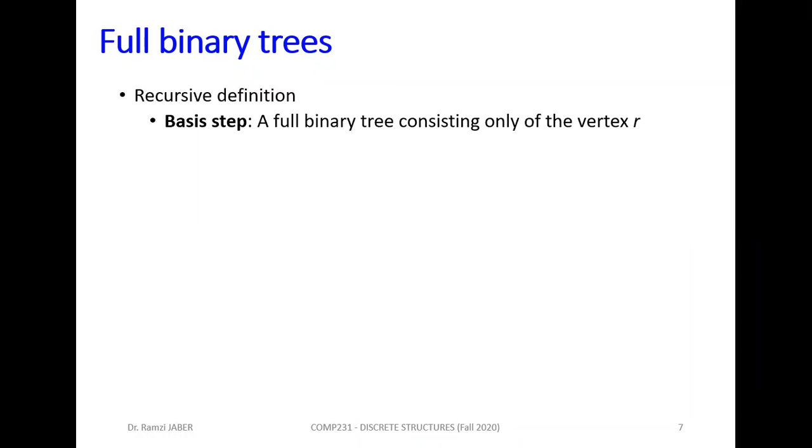Whereas full binary trees will combine between rooted tree and extended binary tree, like this. A full binary tree consisting only of the vertex R. We must have a rooted node.